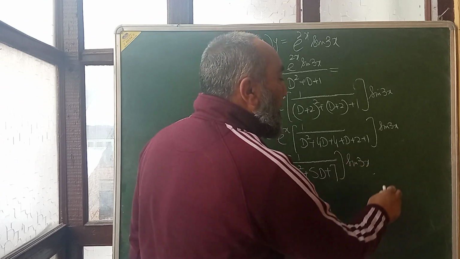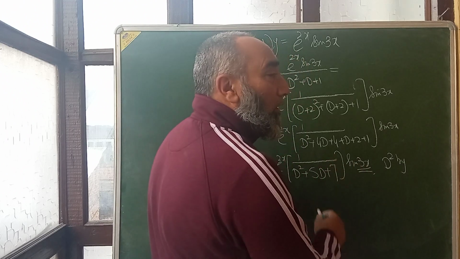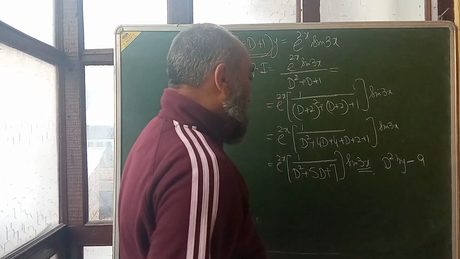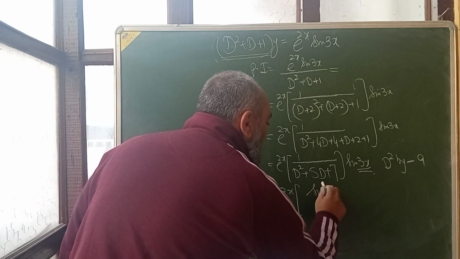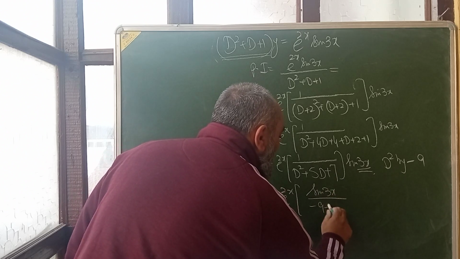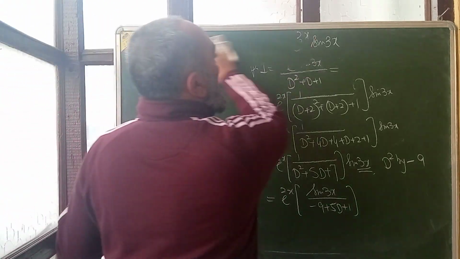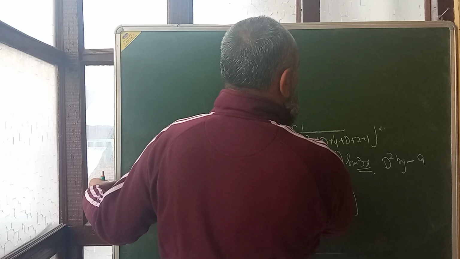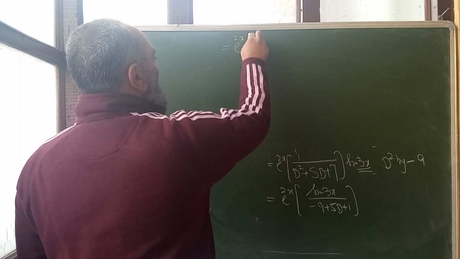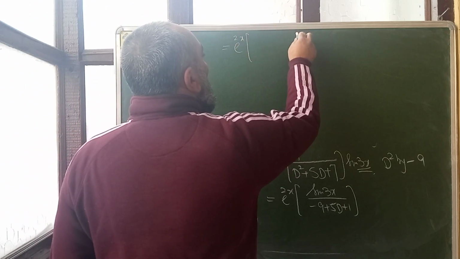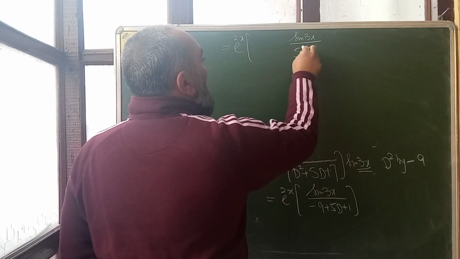Now you have to replace D square by minus a square. A is 3 here, so minus a square is minus 9. So this is equal to e to the power 2x sin 3x upon minus 9 plus 5D plus 7, that is e raised power 2x sin 3x upon 5D minus 2.